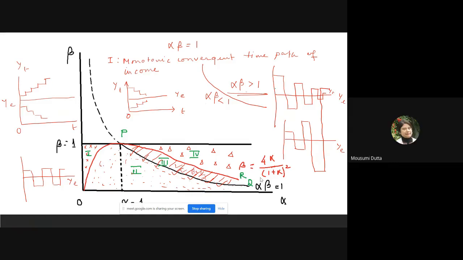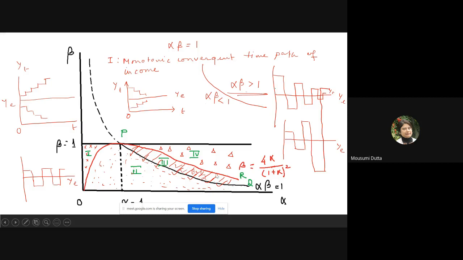Unstable. Okay. And when beta is equal to 4 alpha by (1 plus alpha) whole square, you are lying on PQ. So what will be the nature of the roots? Real and equal. Okay, real, and not distinct, rather real equal. So when the roots are real, what will be the nature of the time path? Monotonic.